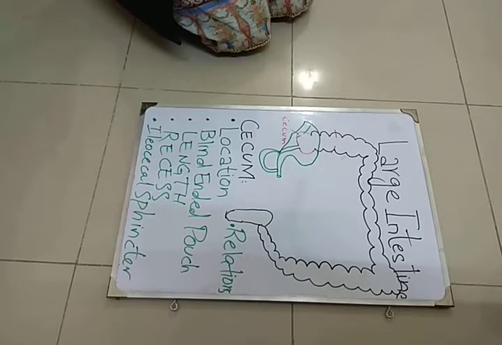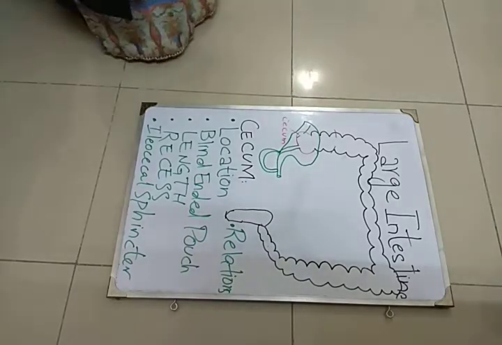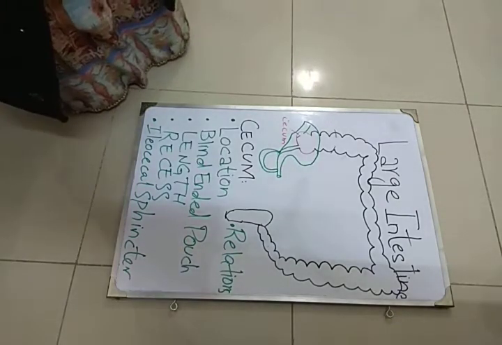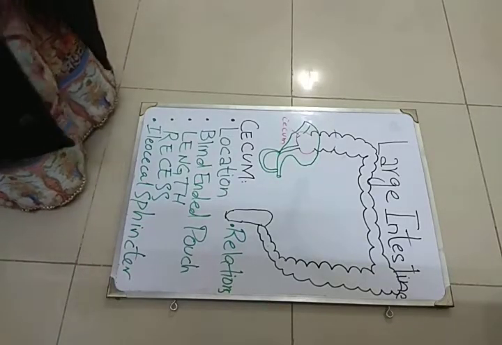The primary function of the large intestine is the absorption of water and electrolytes and the storage of feces and undigested material until they are expelled. Okay, now coming on to the cecum. The cecum is the first part of the large intestine. The cecum is located in the right iliac fossa.